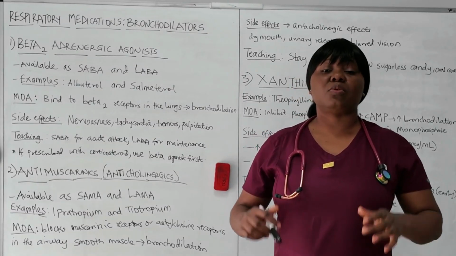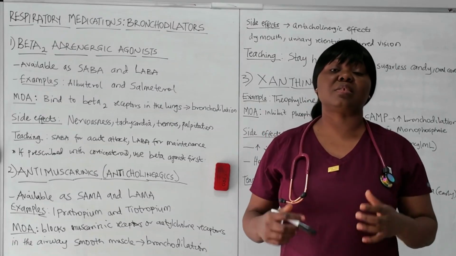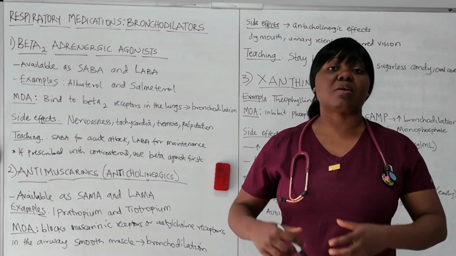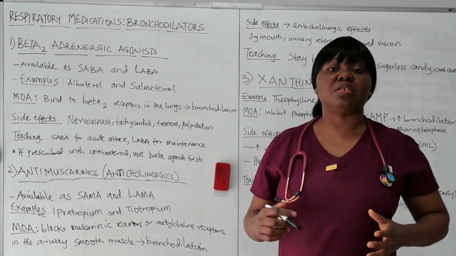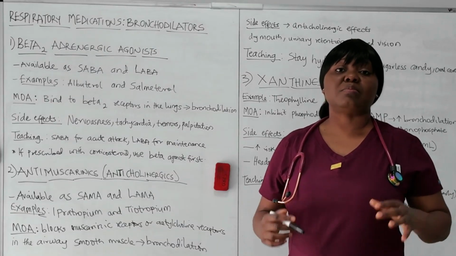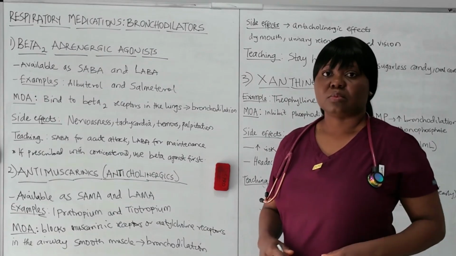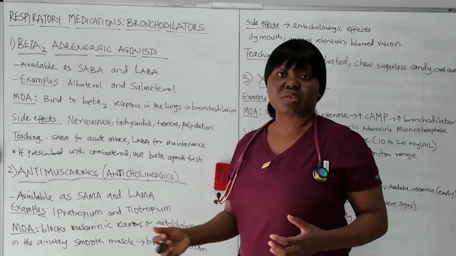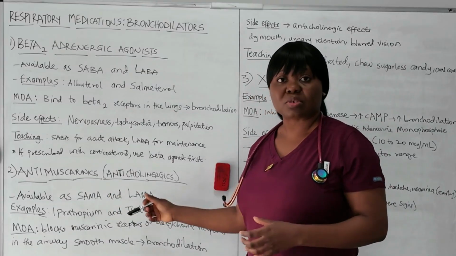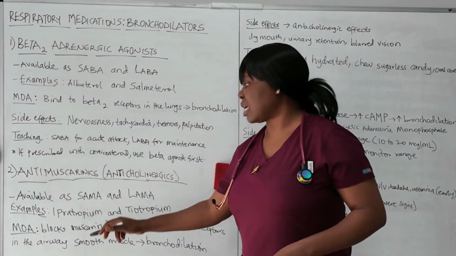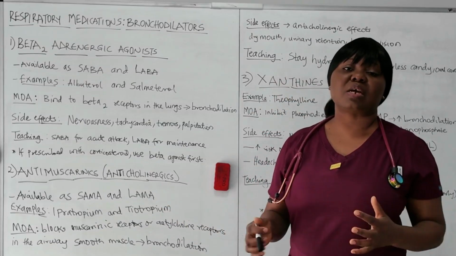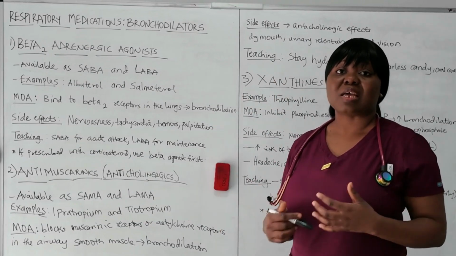The next class of medication we'll be looking at is the antimuscarinics or anticholinergics. The mode of action is to block muscarinic receptors or acetylcholine receptors in the airway smooth muscle, leading to bronchodilation. Now, just like beta agonists have short-acting and long-acting, antimuscarinics also have short-acting and long-acting. So in other words, anticholinergics or antimuscarinics are available also as short-acting muscarinic antagonists and long-acting muscarinic antagonists. An example of the short-acting is ipratropium and the long-acting is tiotropium. So this medication is prescribed especially when a patient cannot tolerate the beta agonist.